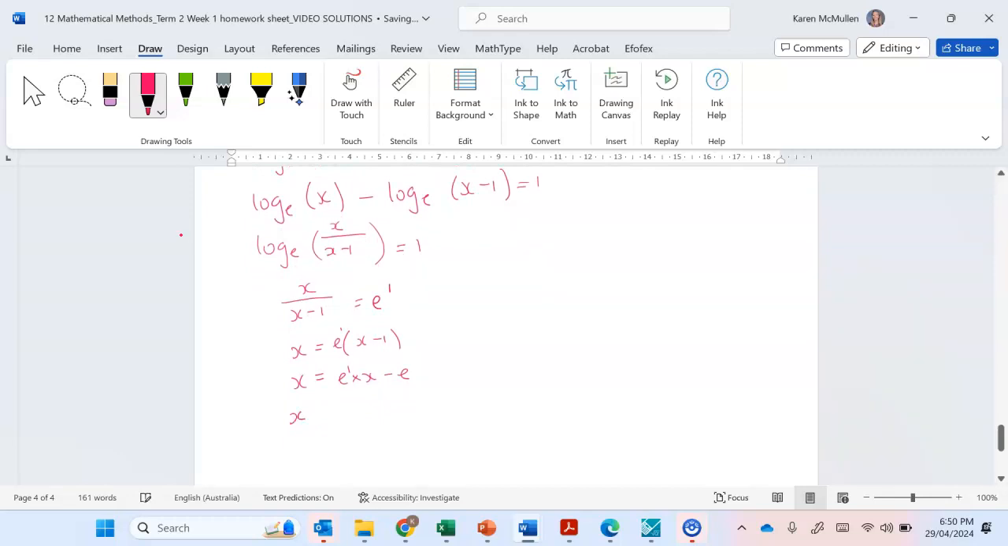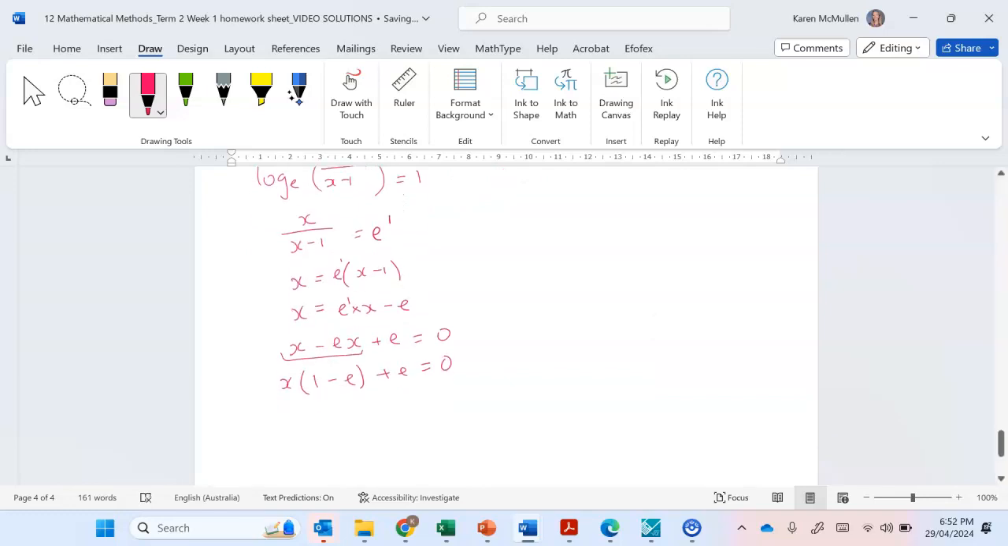So we get x. Now I'm going to bring everything over: x minus e x plus e. Remember, we want to get x on its own. So if I took x out as a common factor, I'm going to be left with 1 minus e, and then plus e. And I'm going to bring that e back over to the other side, so it's going to be negative e, and then divide both sides by 1 minus e. So negative e over 1 minus e.